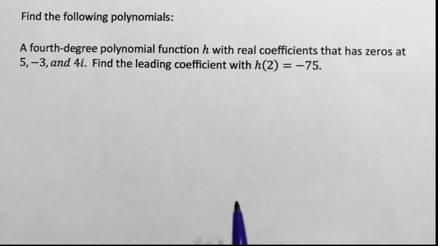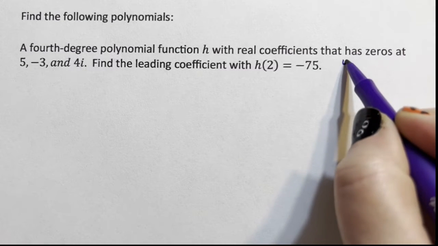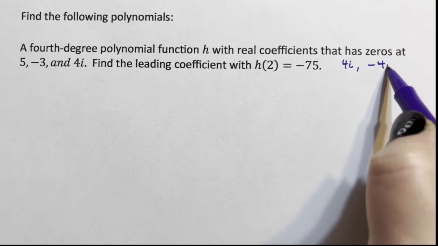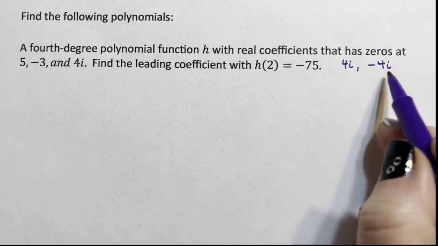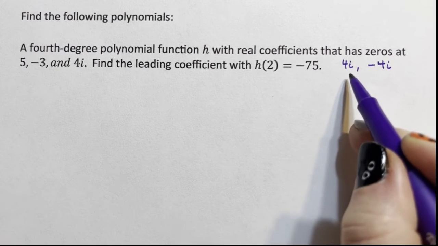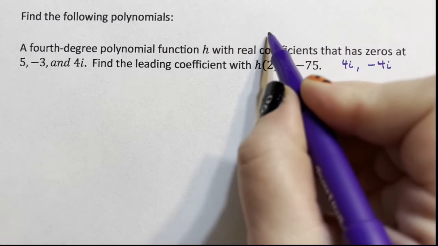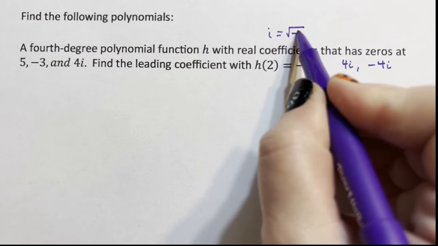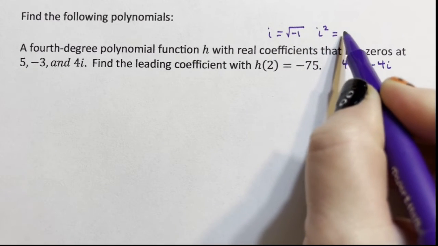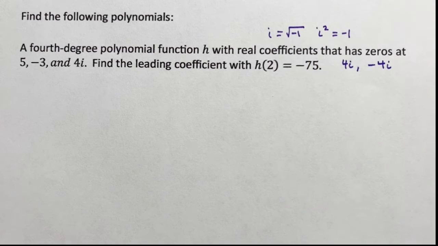So first of all, I want to note that if 4i is a zero, so is -4i. That means anytime you have an imaginary or a complex zero, you have its complex conjugate. I also want to note that i is equal to the square root of -1 and i squared is equal to -1. That will help in our calculations.